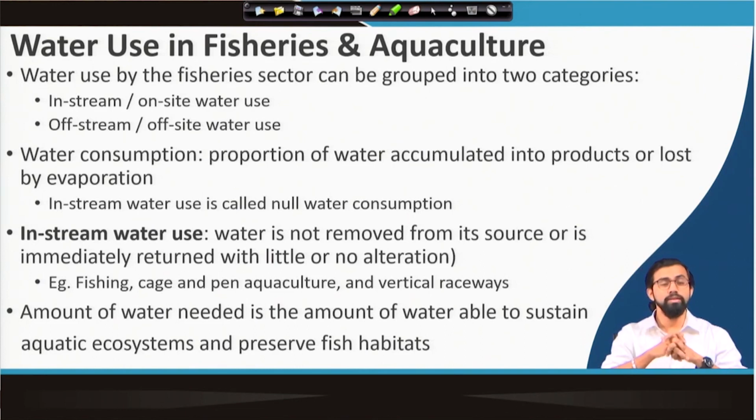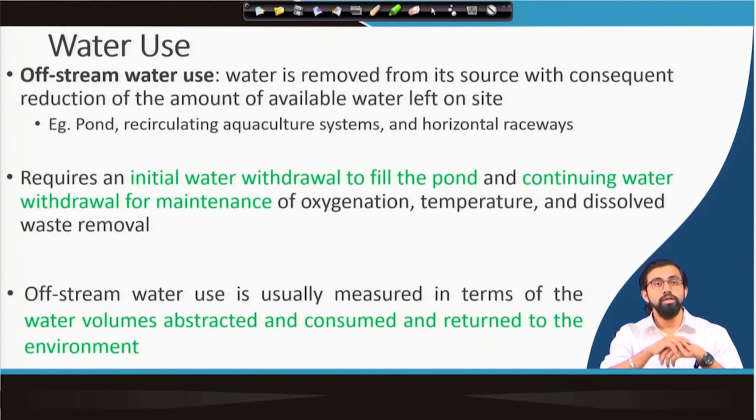The next thing is the off-stream or off-site water use. In the case of off-stream water use, the water which is removed from its source causes a consequent reduction in the amount of available water left on site. In order to make up for this reduction, we add some water by means of freshwater exchange, or by treatment of the wastewater itself, or there are other ways. This is called off-stream water use or off-site water use.